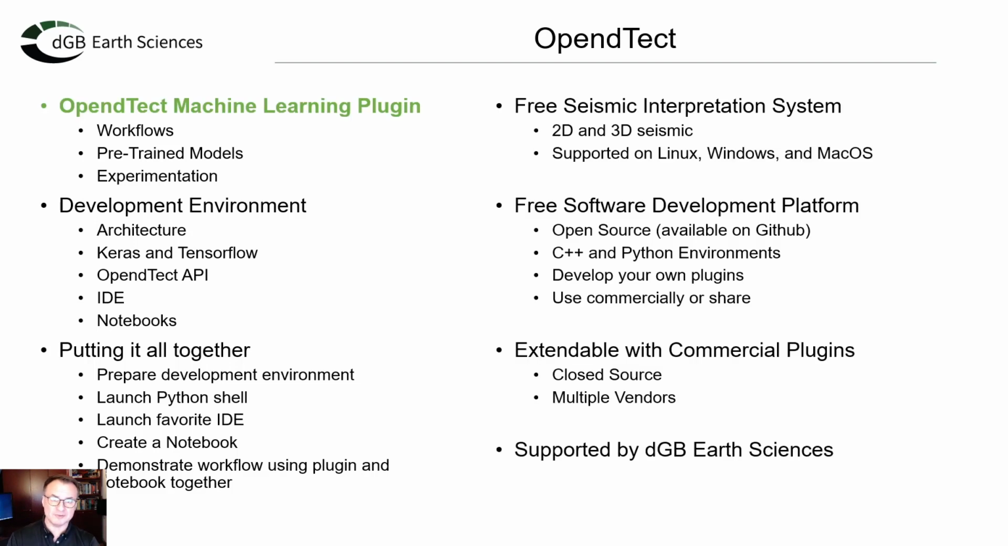So moving quickly, OpenDetect is a free seismic interpretation system. It's simultaneously also a free software development platform. It's open source. You can download it on GitHub. And of course, you can develop in C++ and now in the Python machine learning environment. You can develop your own plugins or commercially share them.